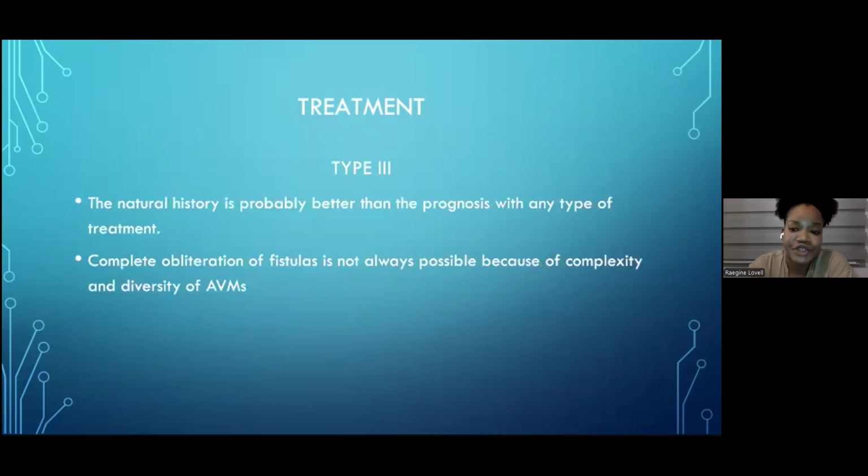So for type 3 juvenile malformations, the optimal treatment remains to be established. Complete obliteration of fistulas is not always possible because of the complexity and diversity of these AVMs. Therefore, the intervention here is aimed at halting the progression of neurological symptoms and minimizing neurological sequelae. So in other words, the natural history of these AVMs is probably better than the prognosis with any type of treatment.